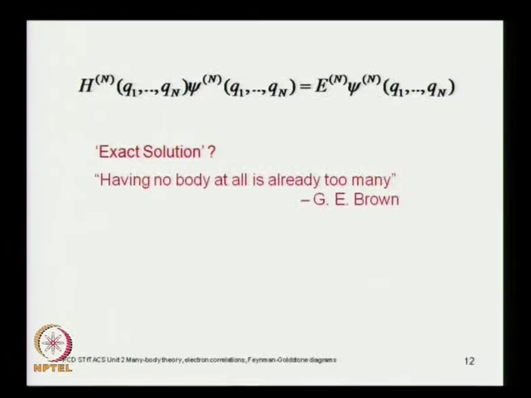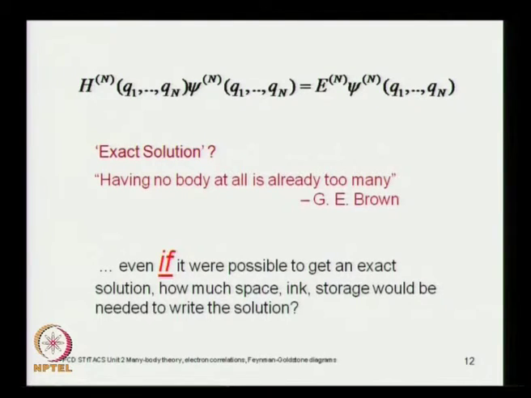So it is impossible to get an exact solution, and this is best stated in a remark by Brown in his book, where he says that having no body at all is already too many if you are looking for an exact solution. So you have to look for approximate solutions, and even to write down these solutions you have a very huge task, because how much storage space would you need to handle these Slater determinants? How many terms do you have in the Slater determinant?